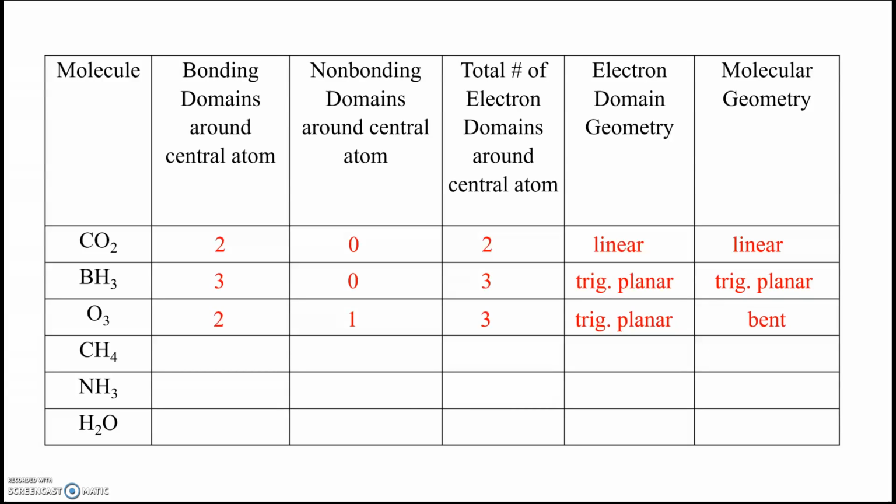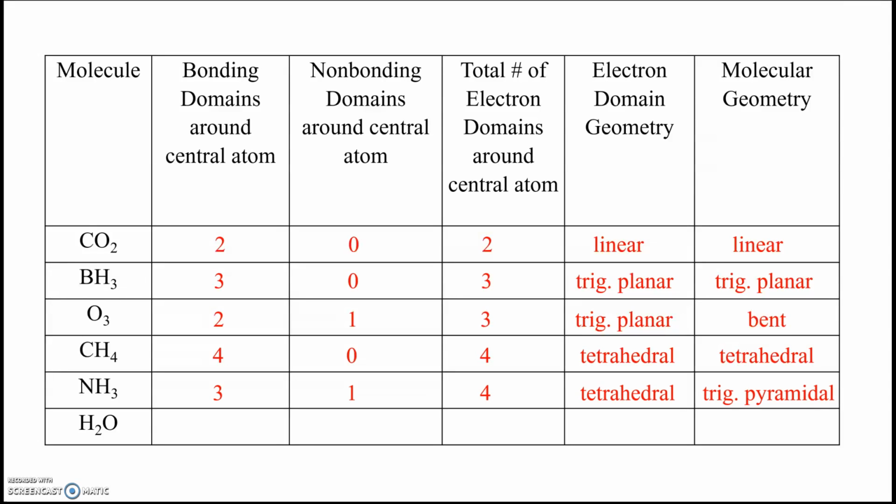We look at methane, a pretty simple molecule to look at. There's going to be 4 bonding domains around carbon, no non-bonding pairs, so a total of 4. That makes our domain geometry tetrahedral. And again, because it's all symmetric, our molecular geometry is also tetrahedral.